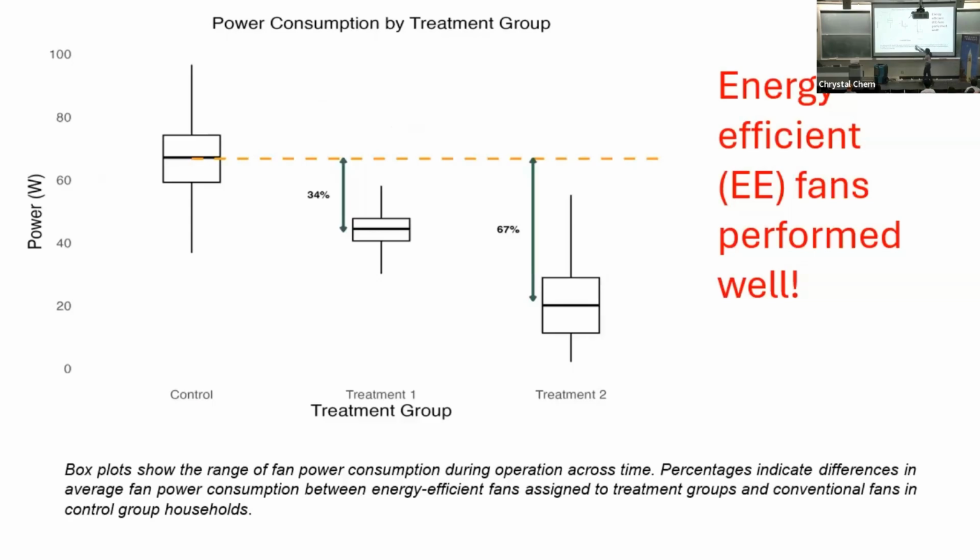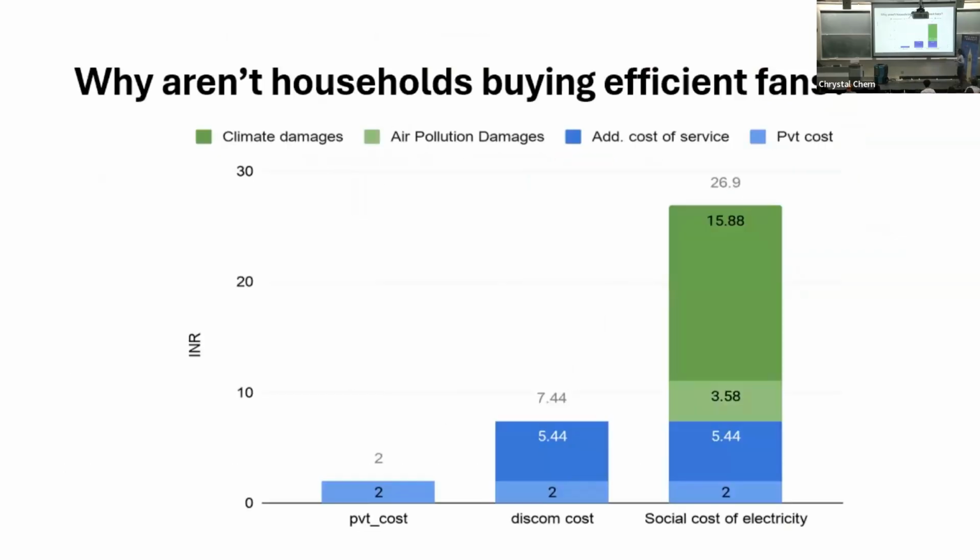So what you can see here, this is the control fan power draw. The most efficient fan, these are the ones we're going to be focused on, exceeded engineering estimates. They use 67% less electricity. We tried to return the fans to people. They didn't want them. They really liked the new fans. They worked well. So this wasn't an issue of the technology not working in this situation.